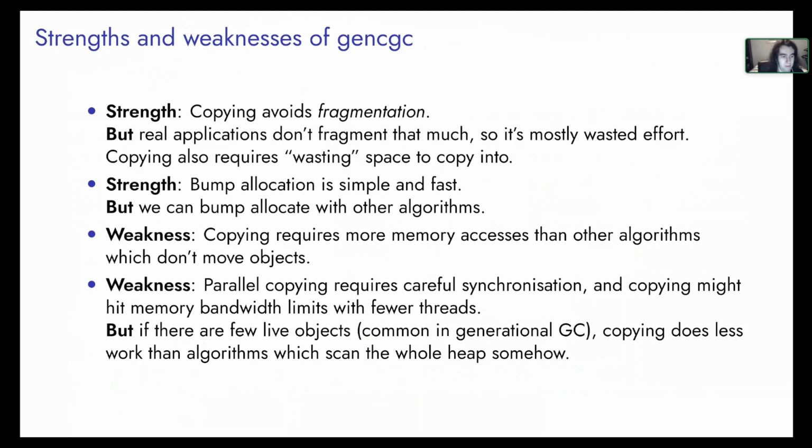And this also is subject to our higher use of memory bandwidth, which will make scalability more difficult. But all these weaknesses might not be so bad if there are only a few live objects, which are common in a generational collector, which we'll get to later. In such a situation, the copying does less work, even though it seems to have more difficult work, than algorithms which scan the whole heap, which is the one I'm about to explain, does do a bit of that.